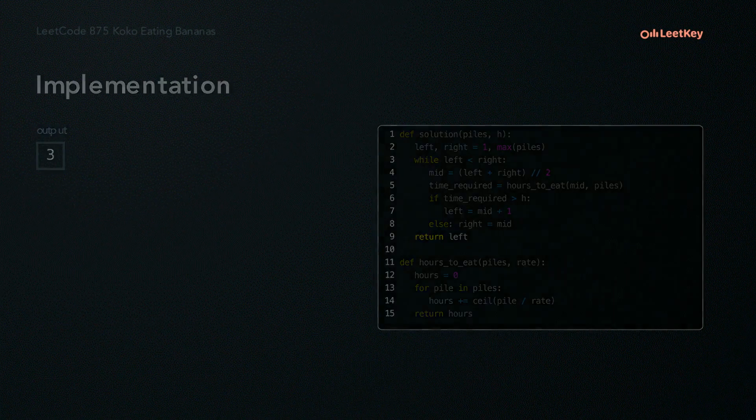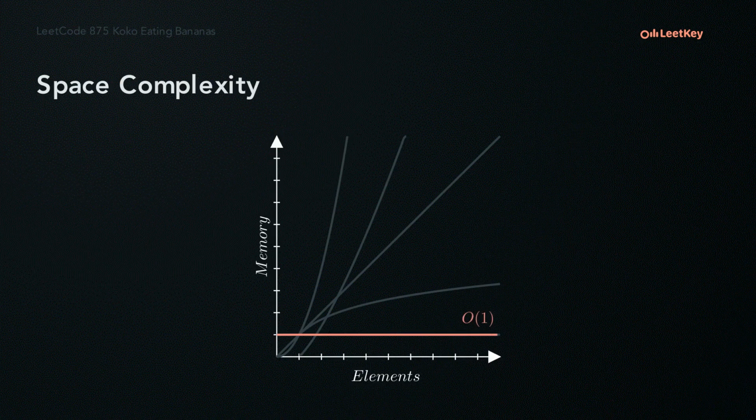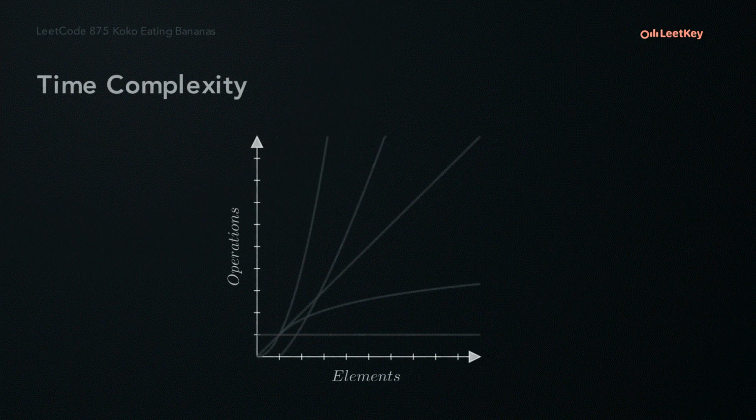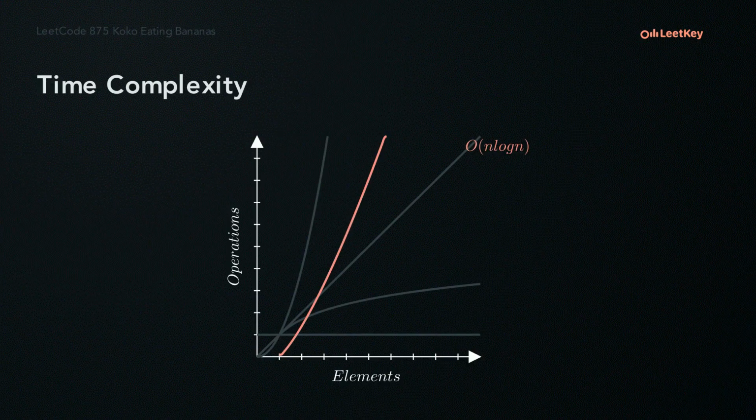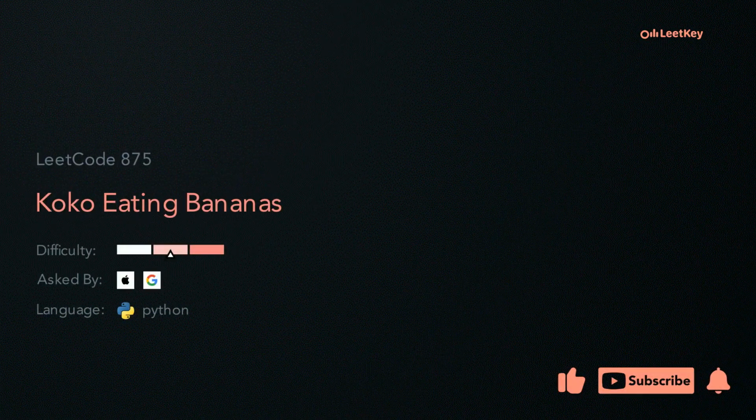The space complexity for this implementation is constant, since we don't create any dynamically scaling data. The time complexity for this implementation is O(n log n), since we cut the search space in half at each search loop, but must iterate over each pile to calculate the total eating time. That was how to solve LeetCode problem 875, Koko Eating Bananas.